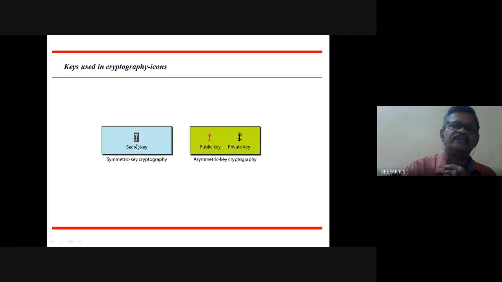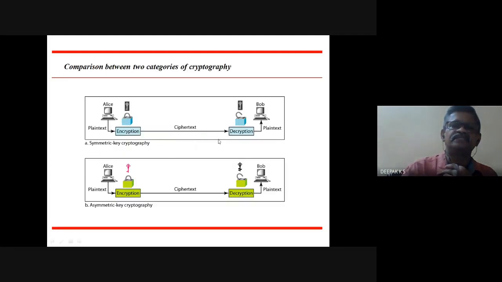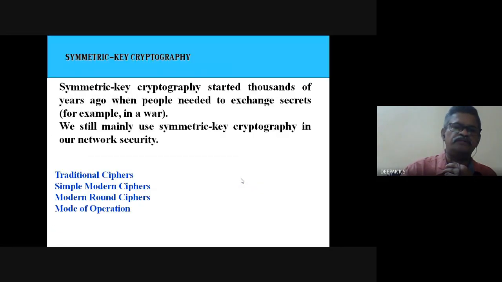These are the icons normally followed in the text. For symmetric key, you have this icon, and for asymmetric key, the public key is this one, and this is the private key. This just shows the comparison. It's like you have a lock and a key, and you can unlock with the key. So here you lock with the public key, and it is unlocked with the private key. That is asymmetric key cryptography.